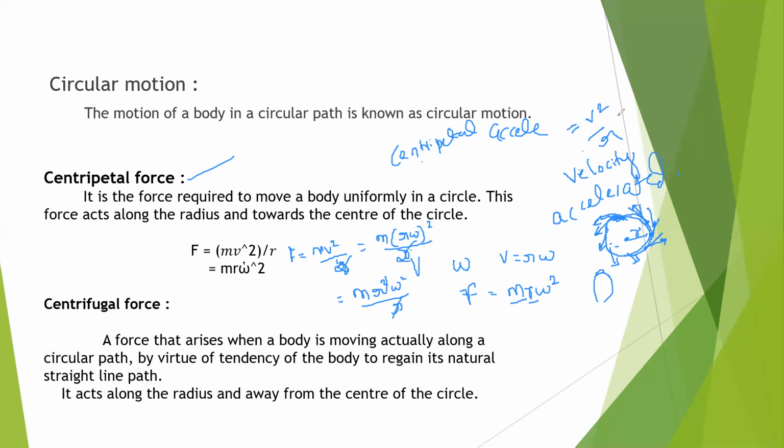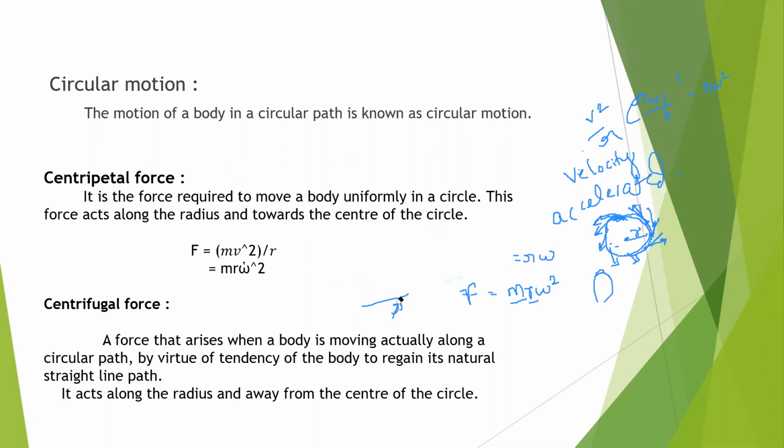So what is the value of v? v is equal to r omega. So it becomes (r omega by r) whole square. Therefore it becomes r into omega square. We can write it in terms of linear velocity, and also in terms of angular velocity. So centripetal force is m v square by r or m r omega square. Centripetal acceleration is v square divided by r. That's it.